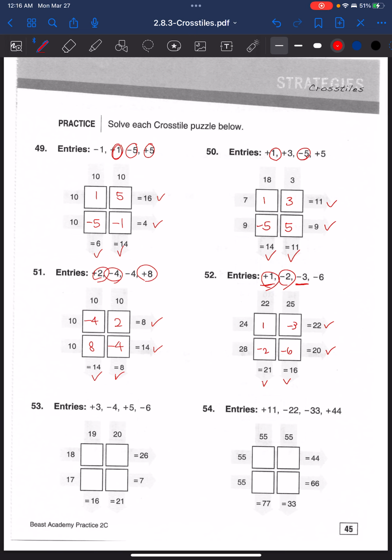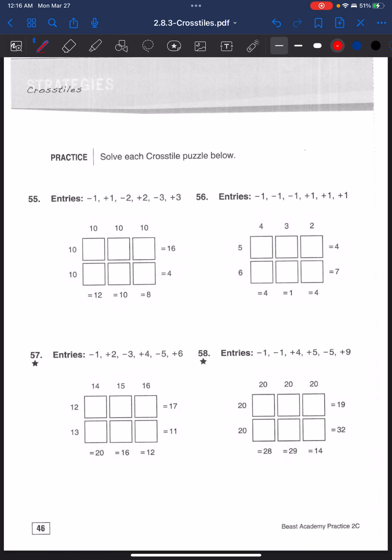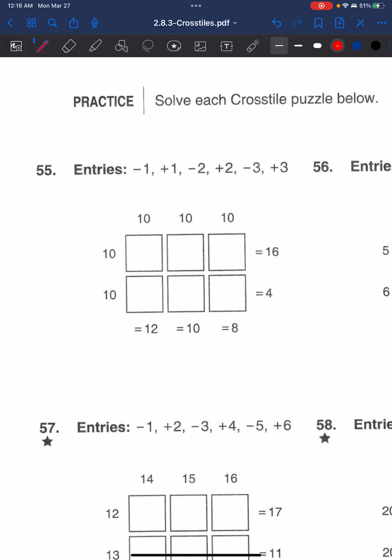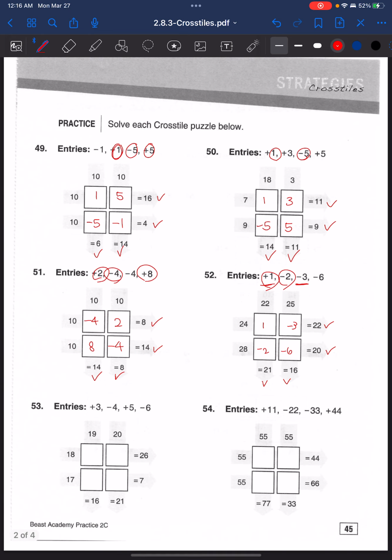And so before we move on to harder crosstile puzzles, and I mean harder because now we have 6 boxes instead of 4 boxes, I want you guys to really get used to how to solve these crosstile puzzles yourselves. And so again, I'll be giving you some time to solve question 53 and 54. So I'll be giving you guys around 4 minutes in total to solve both questions. If you need more time, just pause the video and then come back to the video when you're done.